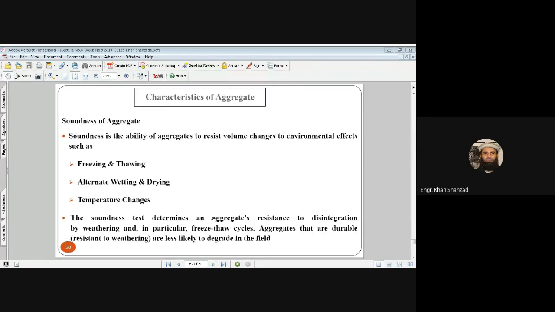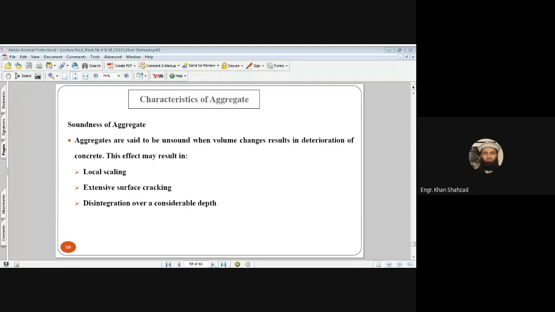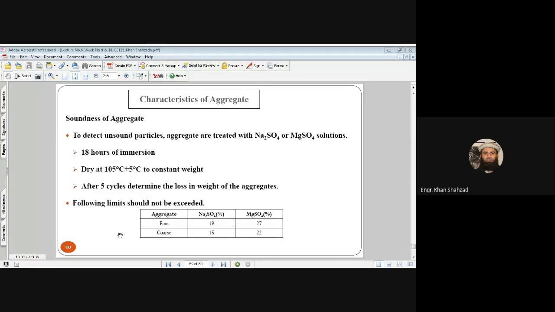And then the soundness of aggregate, I have also shared a link for this test. This is also a very important test. Try it there. You will learn this. If you can't learn this, you can ask me in the next class. In the 4th, 5th or 6th semester, you have this test as well, the soundness of aggregate. You will learn this in the transportation course, because aggregates are used in road construction. So there we normally perform the soundness test on the aggregate as well.